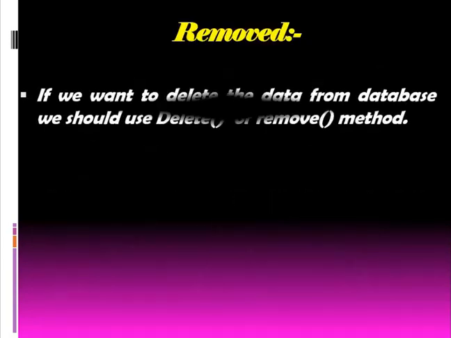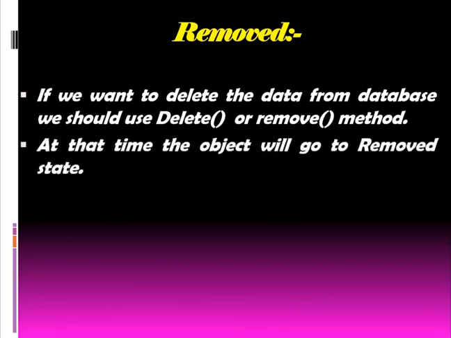So another state is the removed state. What is removed? If we want to delete the data from the database, we should use the delete or remove method. So removed state means the data has been deleted from the database. If data is already persisted in the database, and now we want to delete it, then we can delete it by using the delete or remove method, and at that time the object goes to the removed state.